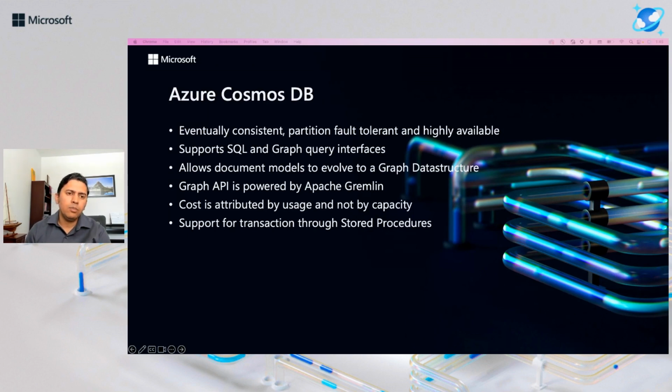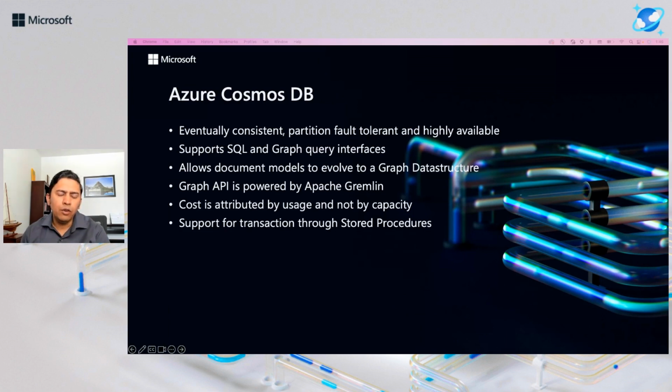Another interesting aspect about Azure Cosmos DB is that the underlying data is stored in JSON format. However, it allows the data to evolve in a graph data structure, which really helps in the scenario where you start with data in a document format, but eventually you can establish relationship between them.